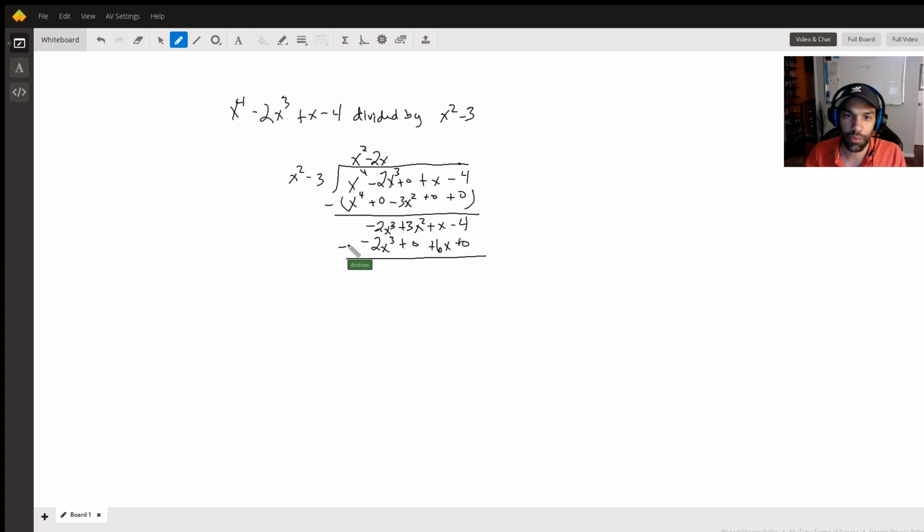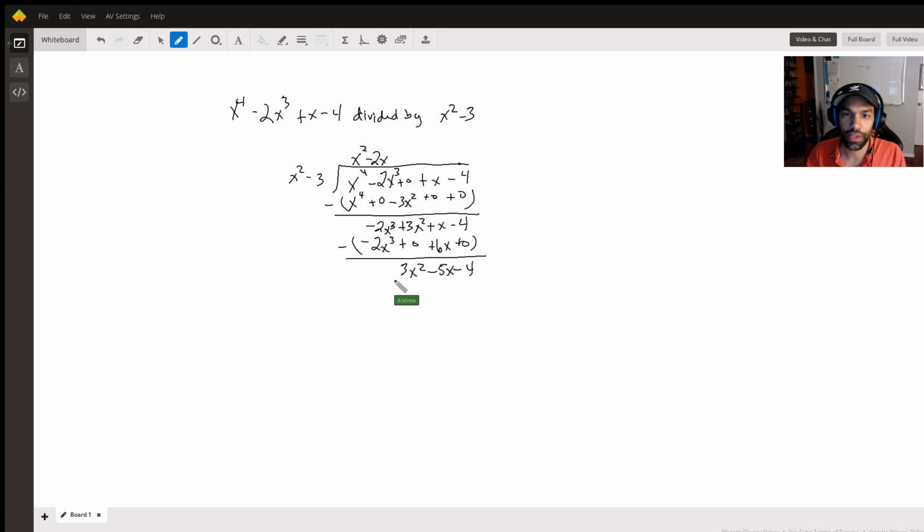Then we're going to do the same thing, minus this whole thing. So these go away, of course, as we meant for them to do. And then 3x squared minus 0 is just 3x squared. x minus 6x is going to give us minus 5x. And then we have minus 4 minus 0. Negative 4 minus 0 is just negative 4.